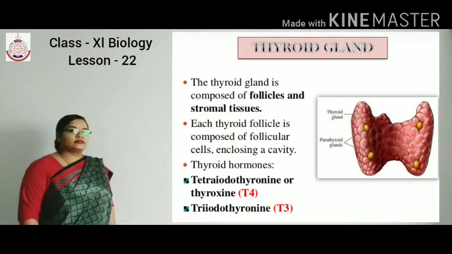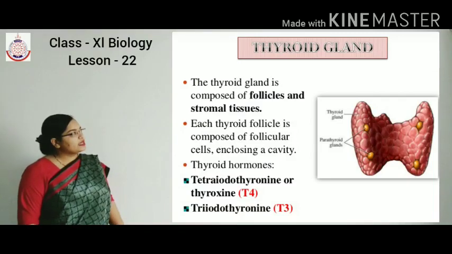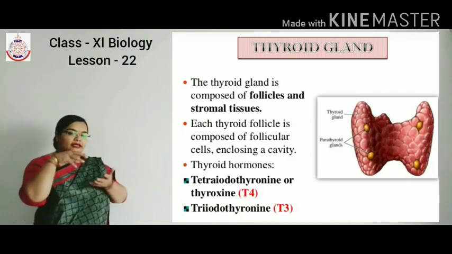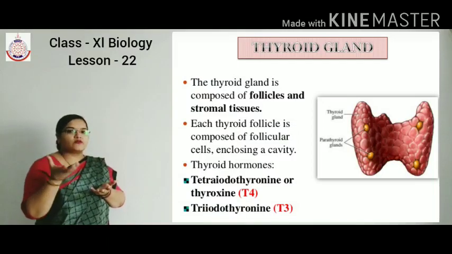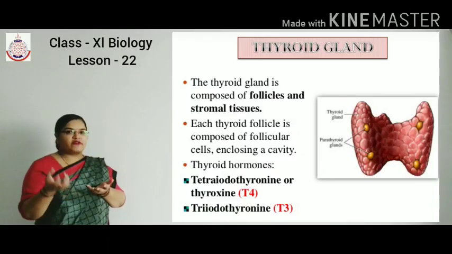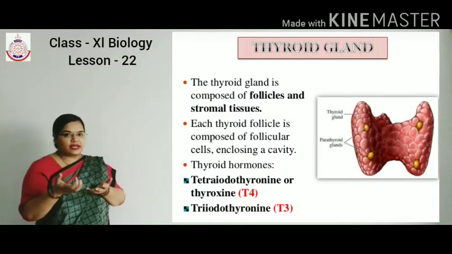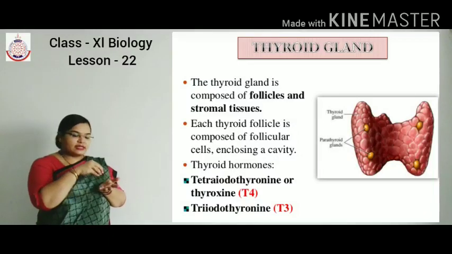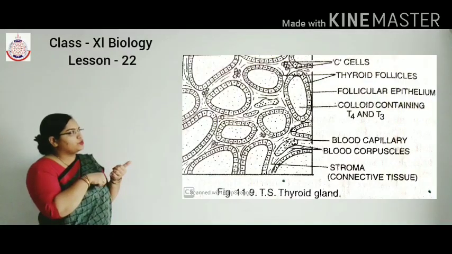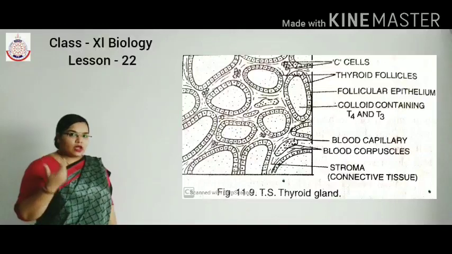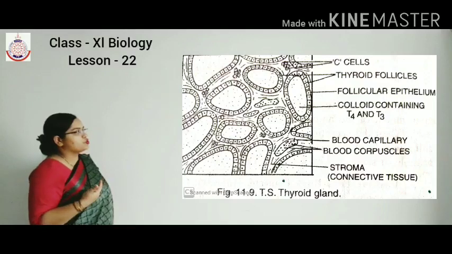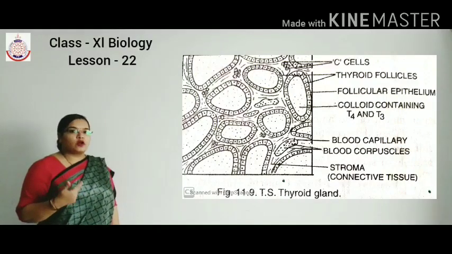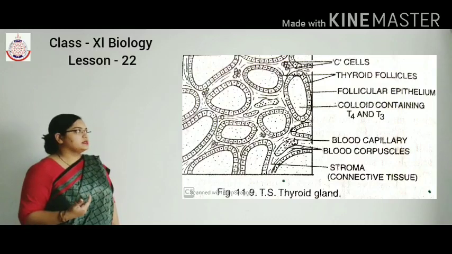Structure of thyroid gland. Thyroid gland is composed of follicles and stromal tissue. Each thyroid follicle is embedded in a stromal tissue. What is stromal tissue? It is a mass of connective tissue which consists of nerve fibers, blood vessels and other type of cells. Along with thyroid follicles, one more type of cells are present in this stromal tissue that are known as parafollicular cells or C cells.